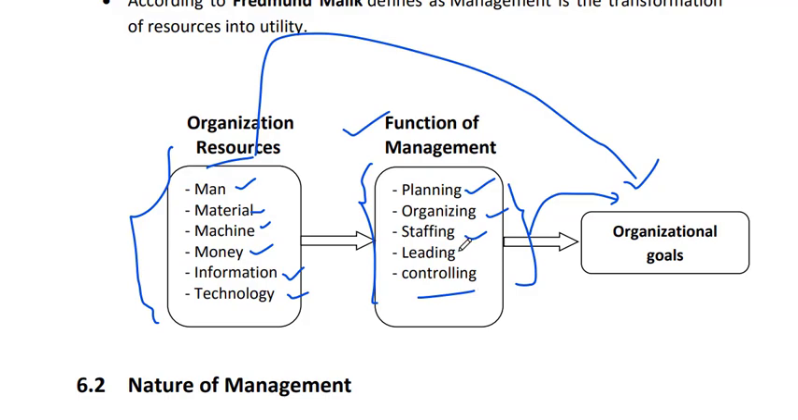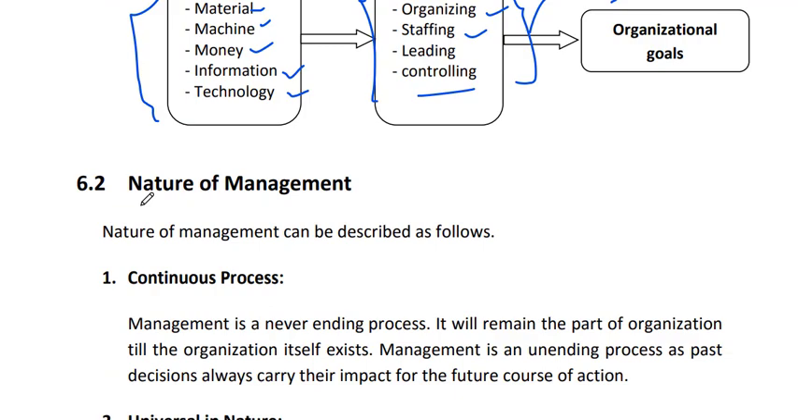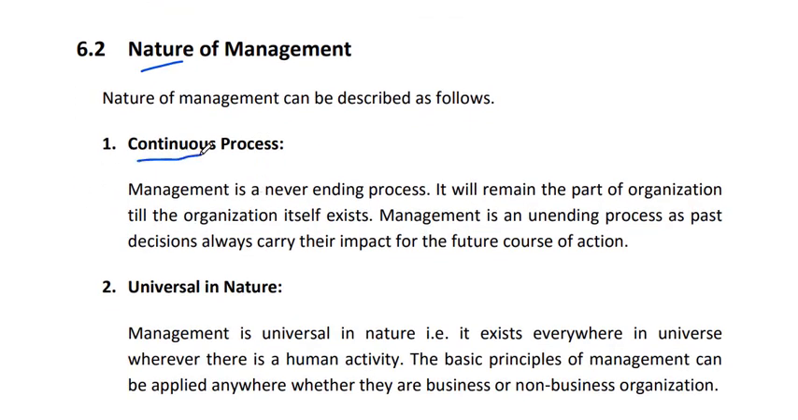Next is the nature of management. We already know management is a continuous process. Say for a mobile manufacturing company, two mobiles are manufactured, two mobiles are done. We cannot say that after two mobiles management will not be there; we will produce new mobiles. Management is a never ending process.